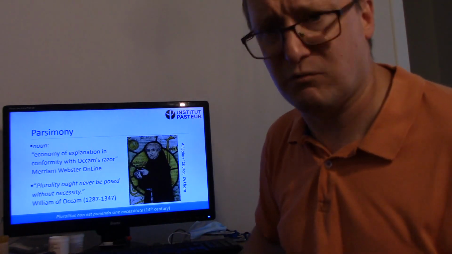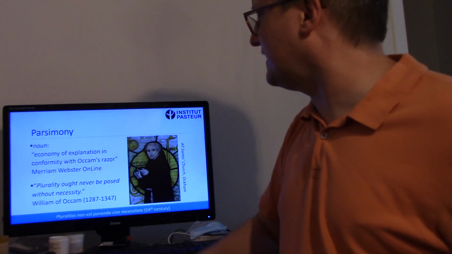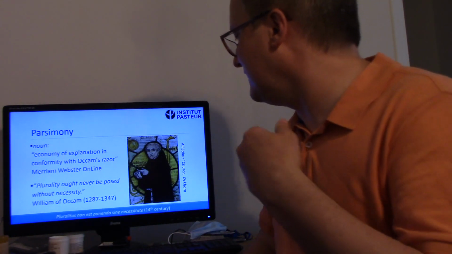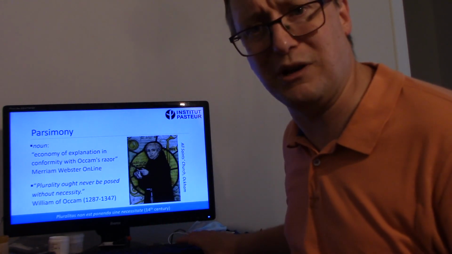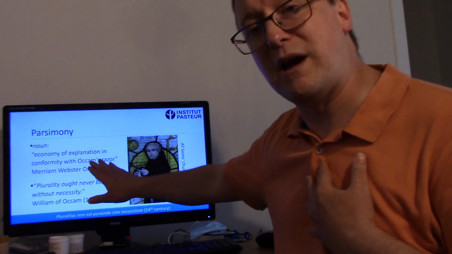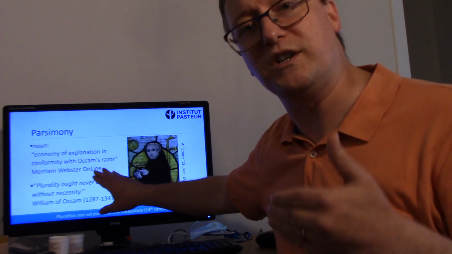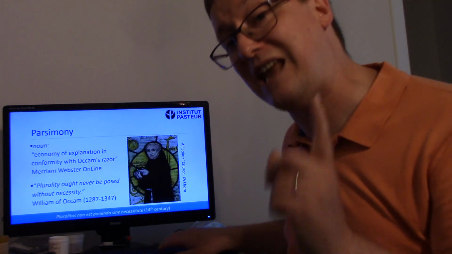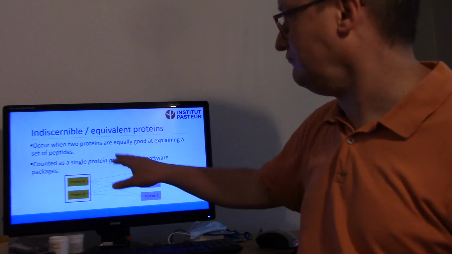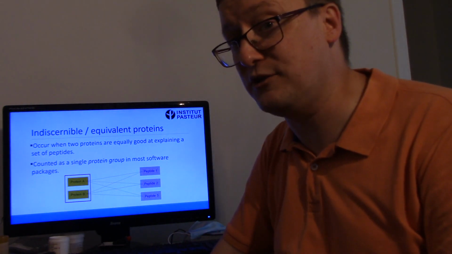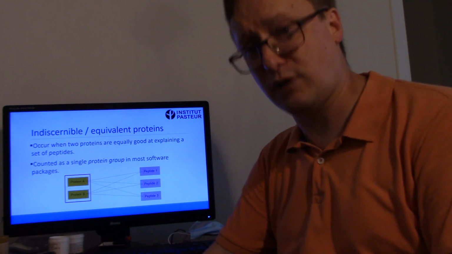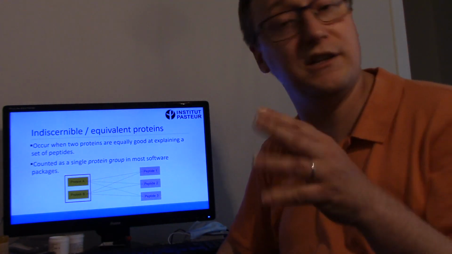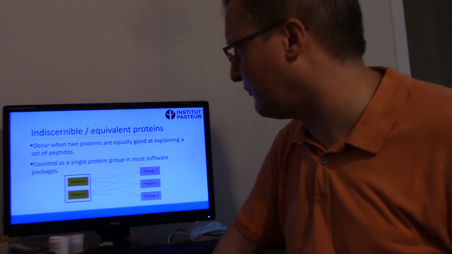Now, he did not actually speak modern English. Instead, he wrote this in Latin. So, pluralitas non exponenda sine necessitate. That was how he wrote it back in the 14th century. So, remind yourself that as a scientist, you never want to go beyond what your data can actually support. Let us talk about how this plays out. Let's start with indiscernible or equivalent proteins. They go by both names, and different software frameworks can call them different things.